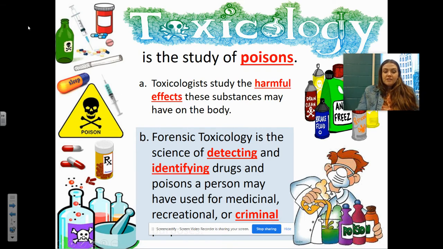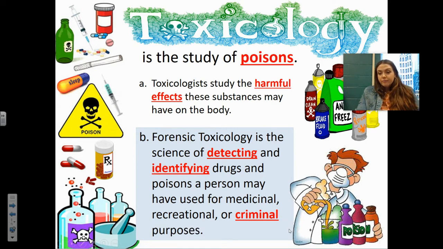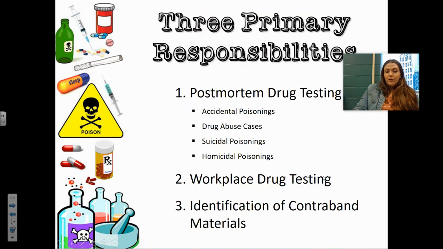Forensic toxicology is the science of detecting and identifying drugs and poisons a person may have used for medicinal, recreational, or criminal purposes. Either way, whatever caused their demise, we're just trying to determine how we can test that in a person's deceased body. So there are 3 primary responsibilities.